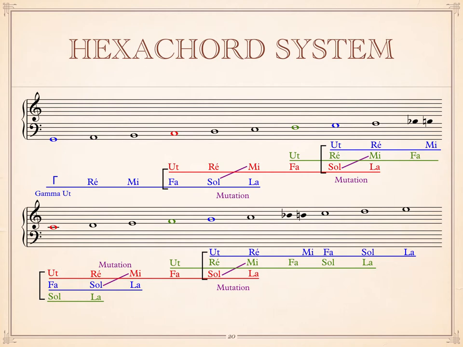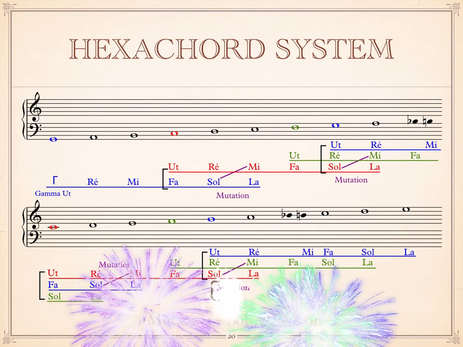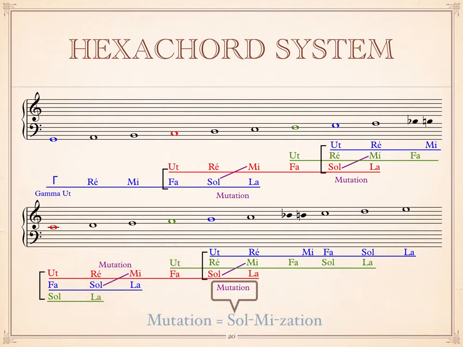Now notice the diagonal lines ranging from sol to mi, and each sol moving up to a higher mi. Follow those lines. You have one, two, three, four of them. This was a device used to extend the scale beyond the original six pitches, or to move from one scale to another. It's known as mutation. And mutation is really the ancestor of tonicization and modulation.